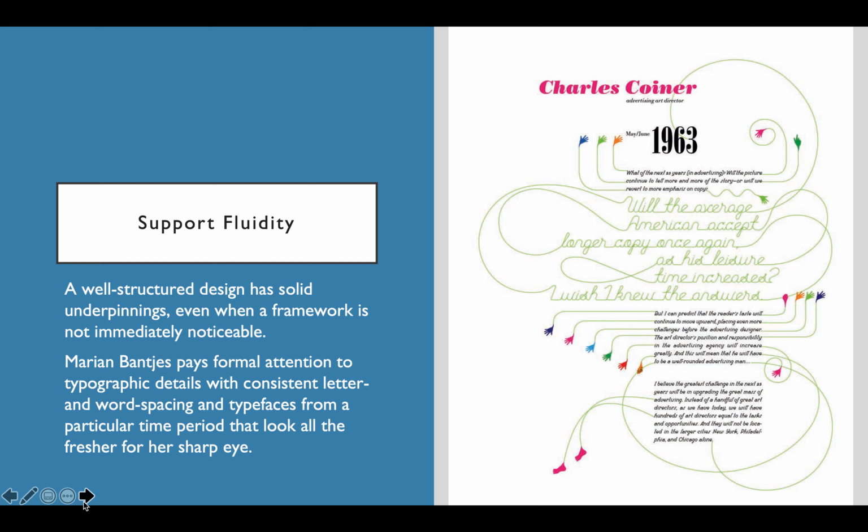So here we are again. I know I'm playing favorites. Marianne Bantjes plays with formality a lot and with text, obviously. I talked a lot about the fact she's a really great typographer. So she's paying attention to formal typographic detail here. She's got consistent letter and word spacing and typefaces that are from a very specific time period. But because of the way that she plays with them, they look really sharp. So again, we're talking about 1963, we're talking about the 60s. There's a specific time that this wants to reference, but it still looks very contemporary.